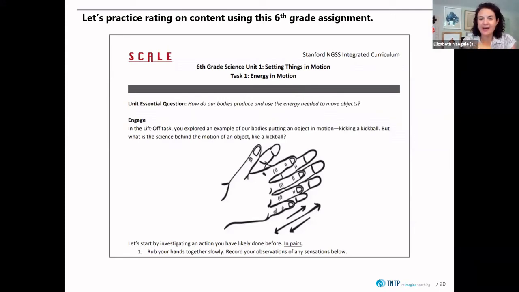And I know that some folks are more comfortable with the science standards, some folks are less comfortable with the science content. So we're starting with middle school as hopefully a good entry point for content knowledge for all of us, and we're going to use this example to practice. So go ahead and make sure you have this assignment open on your computer. And when you've got this hands rubbing together, energy and motion task open, if you could just give me a thumbs up.